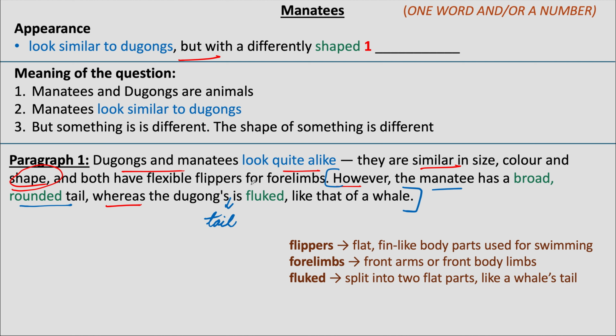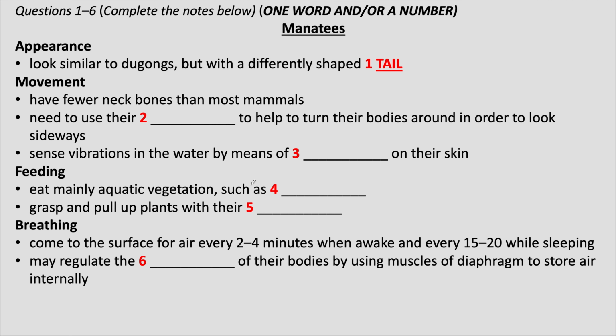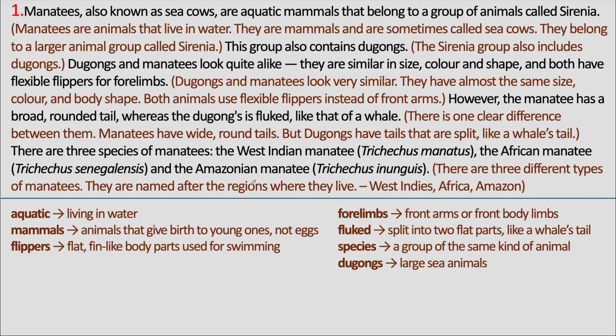So even if you don't know the meaning of fluked, you can understand from context that it should be a shape. So manatee has rounded tail, dugong's tail is fluked, they have differently shaped tails. The answer to question 1 is tail. Here are meanings of each sentence from paragraph 1. Pause here if you want to understand it in detail.